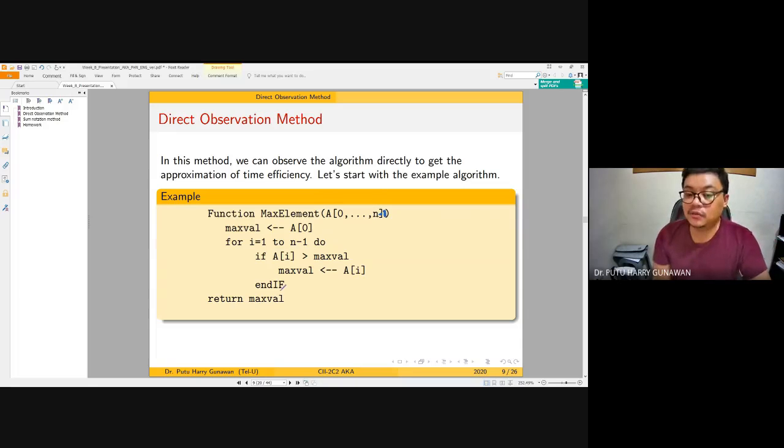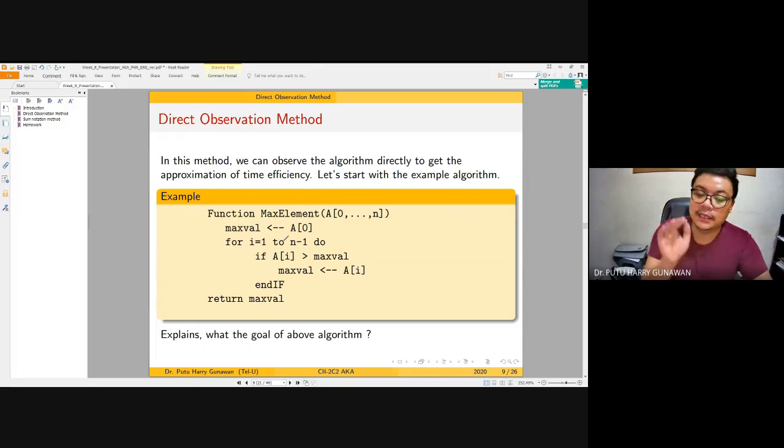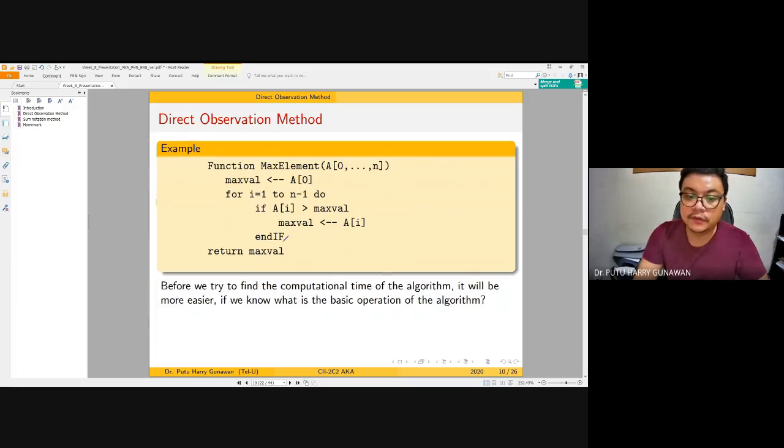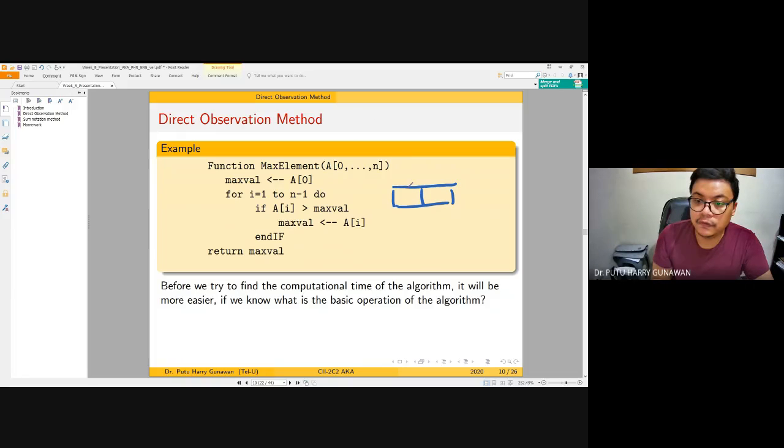First we need to investigate what the basic operation is. The goal of this algorithm is to find the maximum number in the array. Before we try to find the combinational time of the algorithm, it will be easier if we know its basic operation. Look here: if this is 2 and this is 3, for instance, and you want to find which one is the maximum, what do you do?